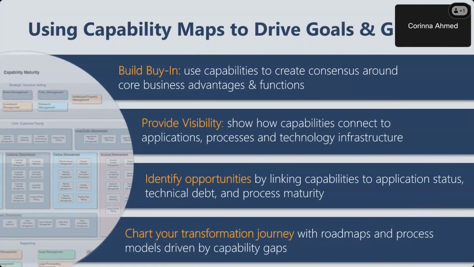Today, we will talk through how you can build a business capability map that suits your business and leverage it to build buy-in by creating consensus around core business advantages and functions, provide visibility by showing how capabilities connect to applications, processes, and technology infrastructure, identify opportunities by using capabilities to provide context and a business perspective on other analysis, and chart your transformation journey with roadmaps and process models driven by capability gaps.